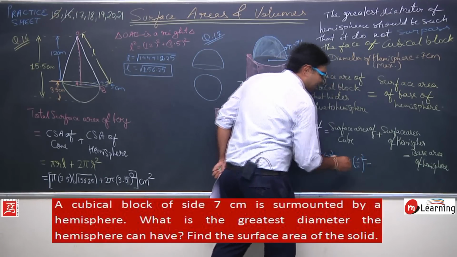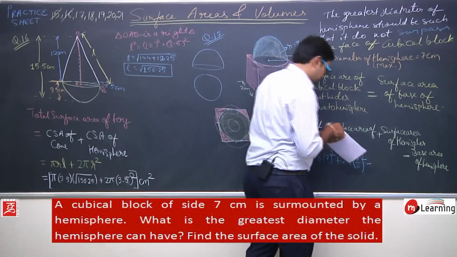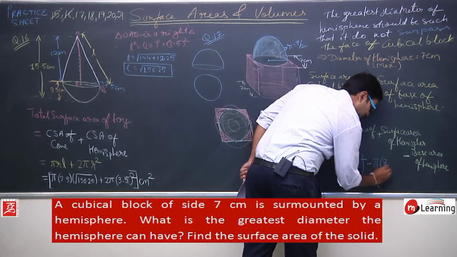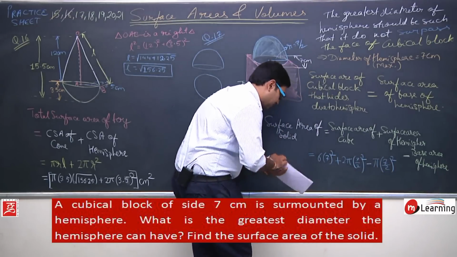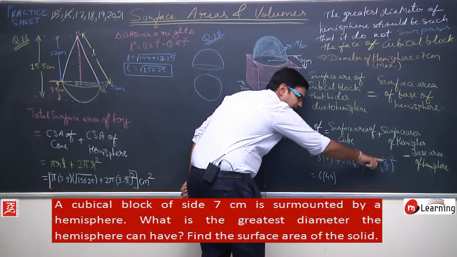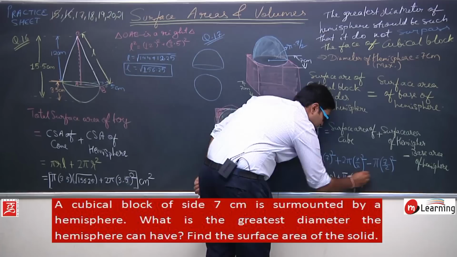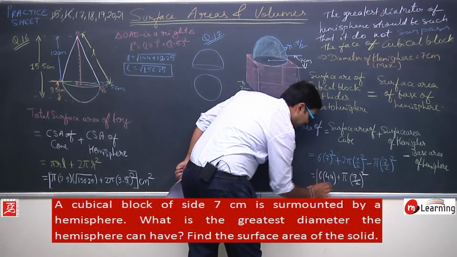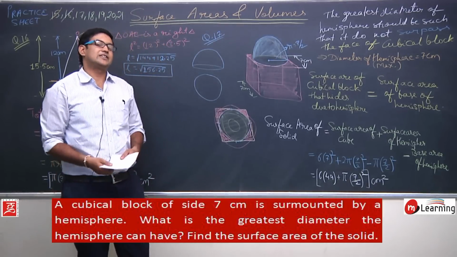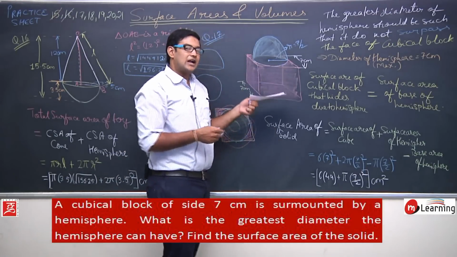Now minus area of base of this hemisphere. Area of base is pi r square. So minus pi into r, which is 7 by 2, square. So this will give you 6 into 49 plus 2 pi r square minus pi r square, which means plus pi into (7 by 2) square in centimeters square. So this should be the surface area of this solid, which is a combination of hemisphere and a cube.